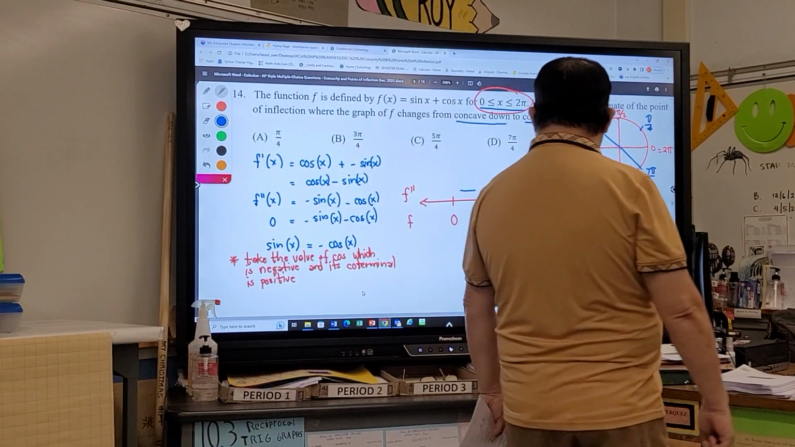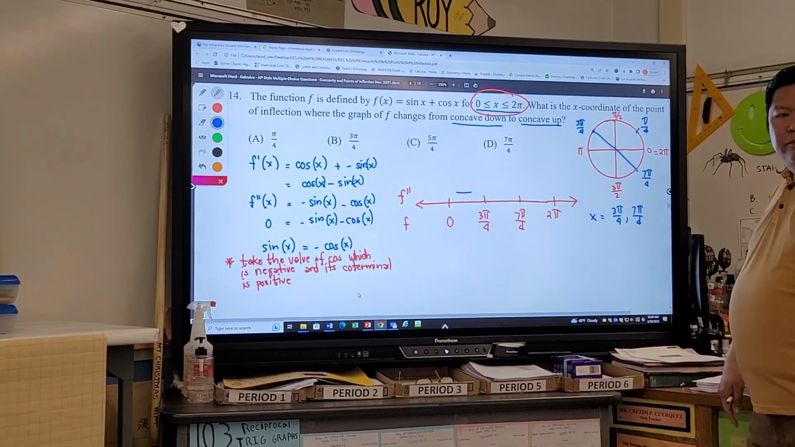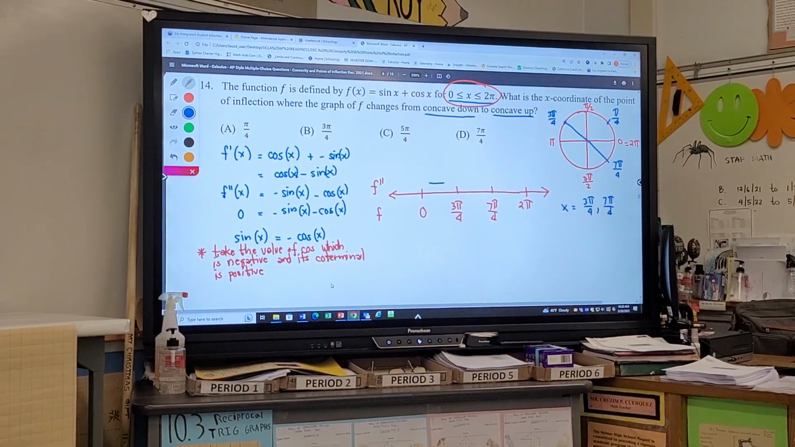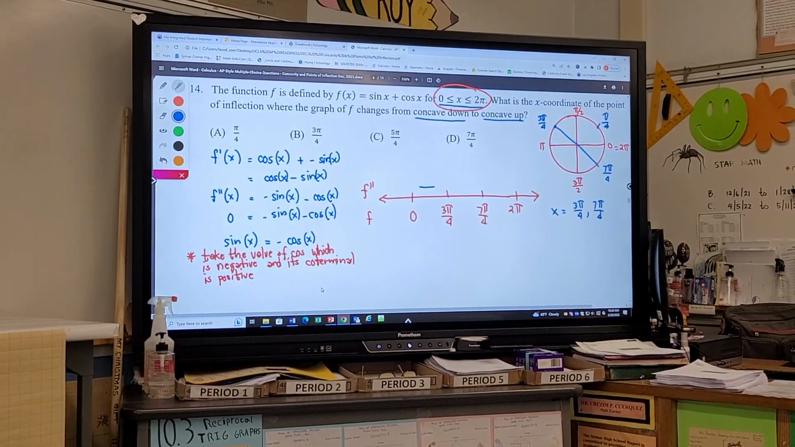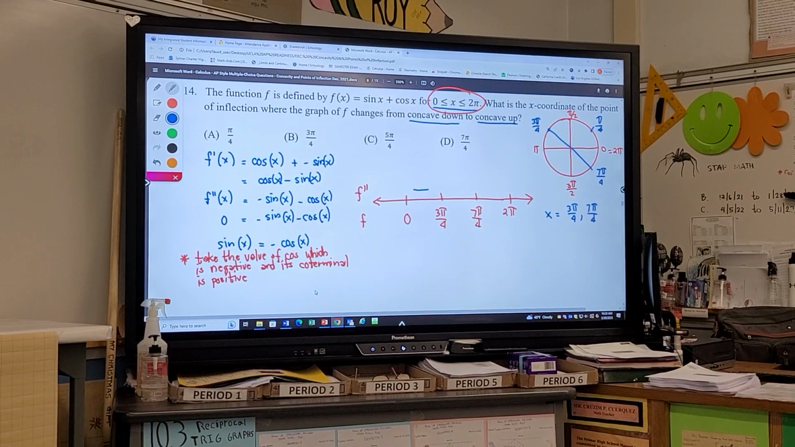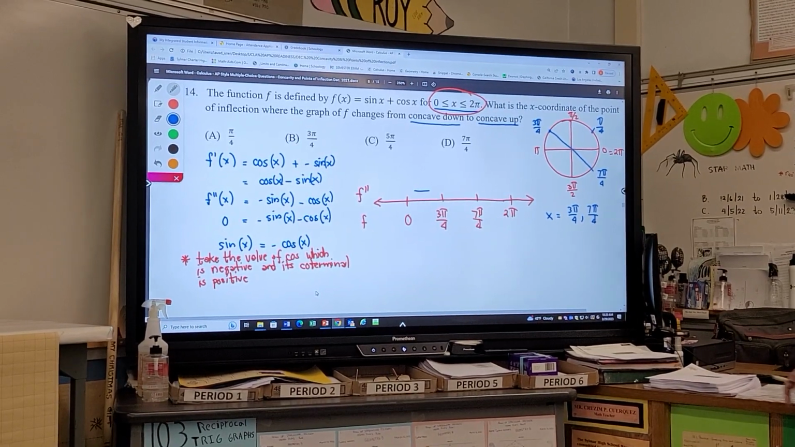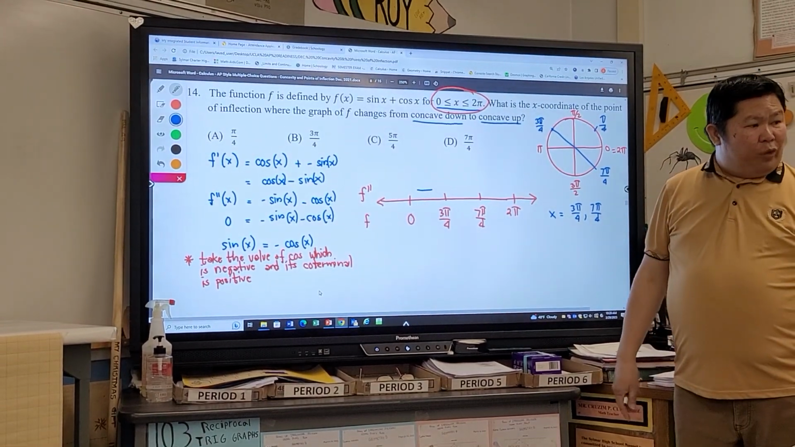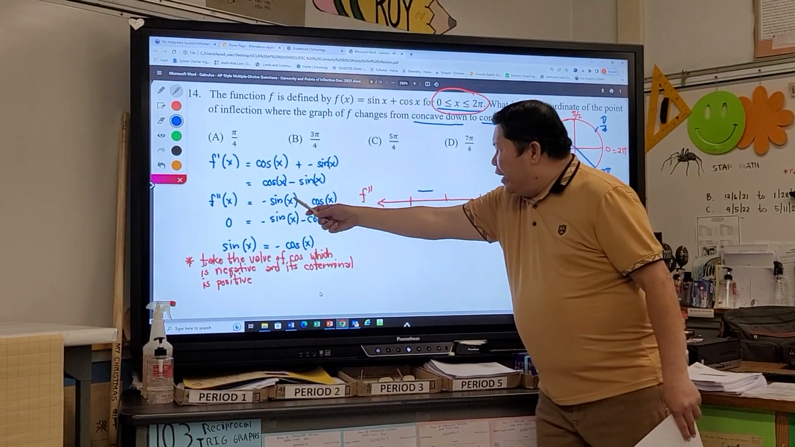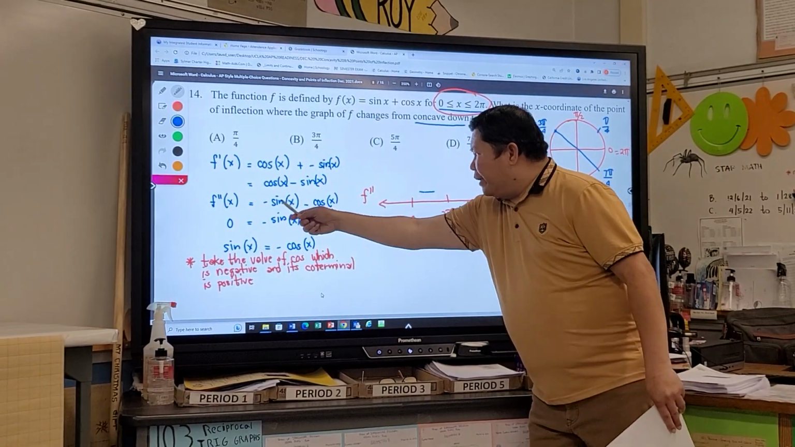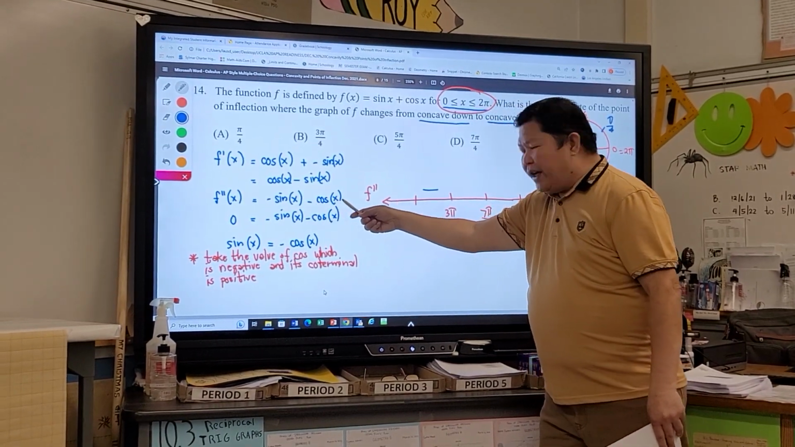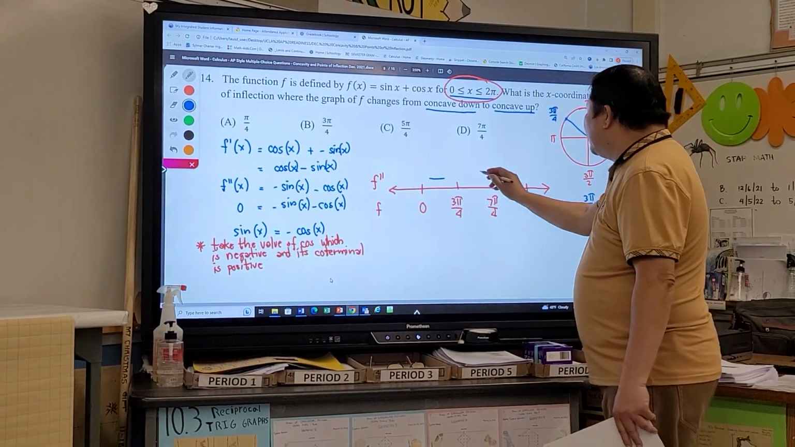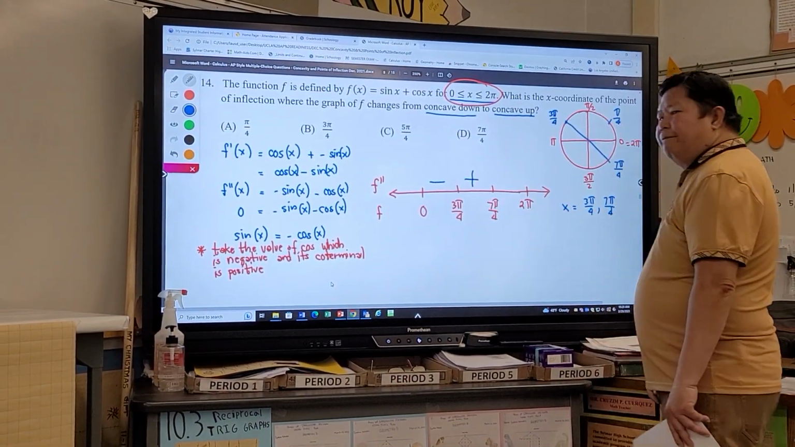Okay, next. Between 3 pi over 4 and 7 pi over 4, can you choose this one? Can you plug in from the function? What is cosine? Negative 1, right? Sine is 0. So this right here is 0 minus negative 1, positive. So this is plus right here.